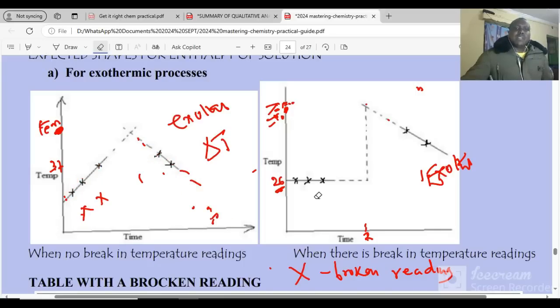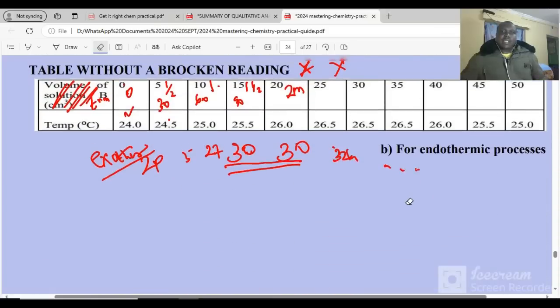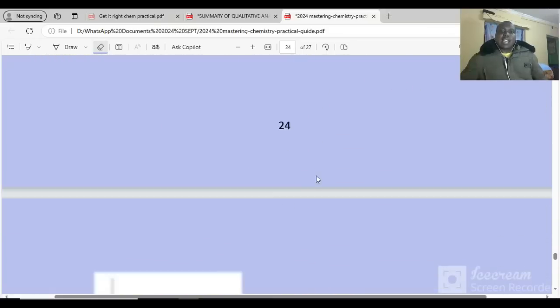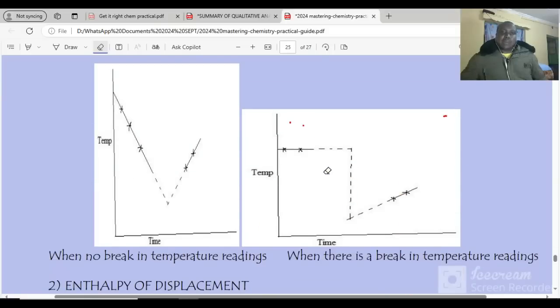Now, what if we have an unbroken table and the reaction is endothermic? If we have this table where we don't have the X broken and the reaction is endothermic, we will have a table of this nature. A graph of this nature.